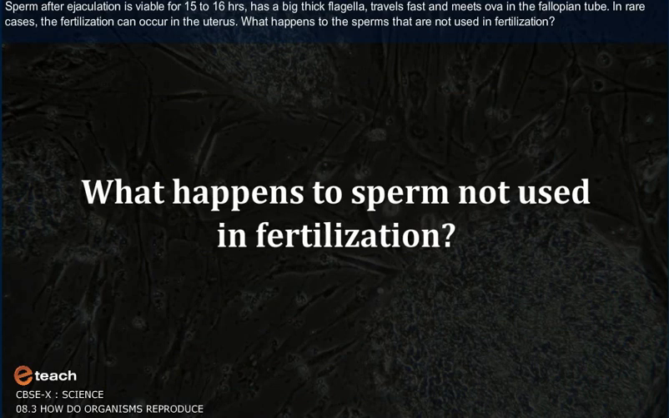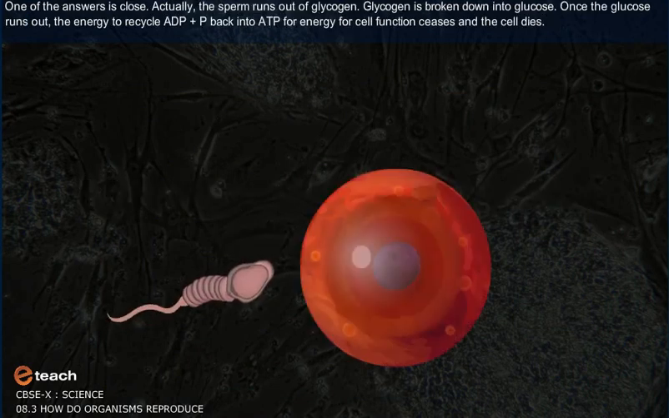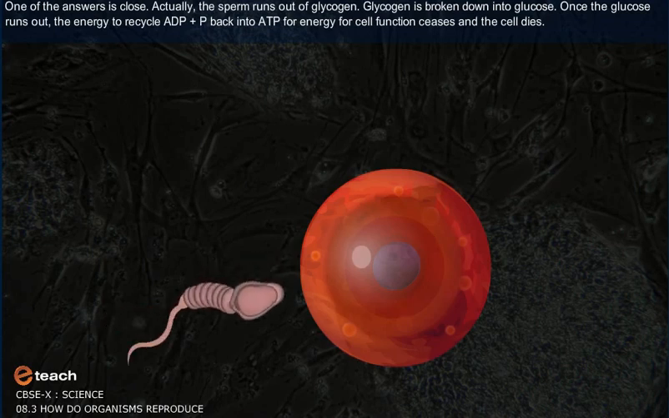What happens to the sperm not used in fertilization? One of the answers is close. Actually, the sperm runs out of glycogen. Glycogen is broken down into glucose. Once the glucose runs out, the energy to recycle ADP plus P back into ATP for cell function ceases and the cell dies.